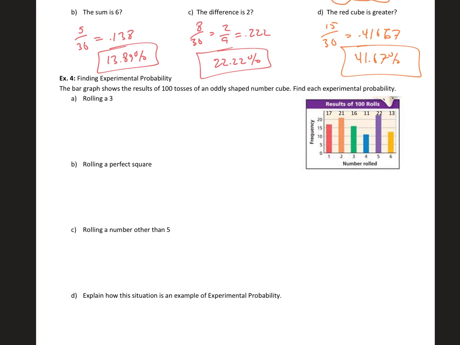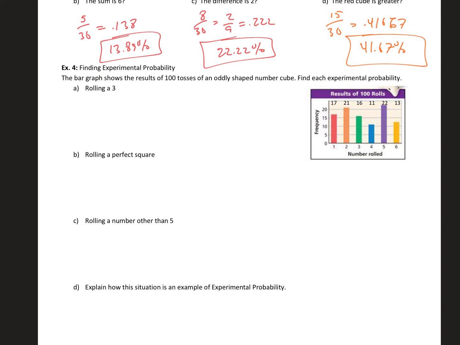So let's look at this. That was all theoretical because that's what could happen. So let's find some experimental probability. A bar graph shows the results of 100 tosses of oddly shaped number cubes. And let's see what happens. So what's the probability of rolling a 3?